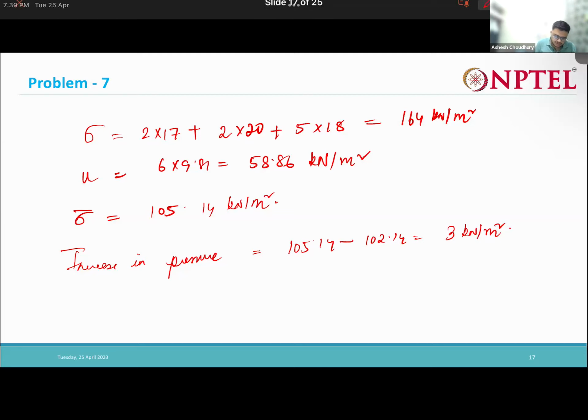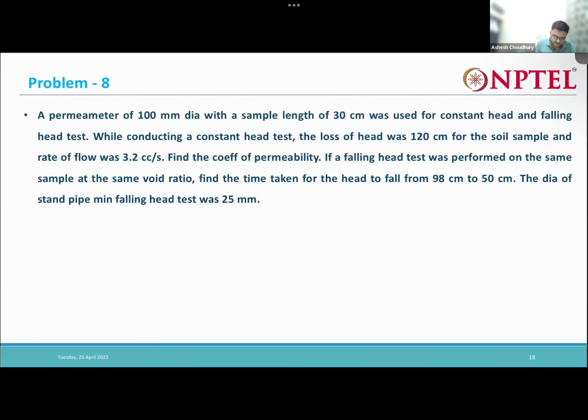So let us move to the next. Yeah, so this problem is from the seepage and permeability chapter. In that chapter we learned the concept of seepage. So why does seepage take place? The soil is a porous medium, right? So water tends to flow from a higher head to a lower head, right?